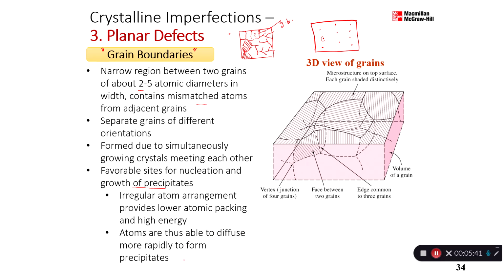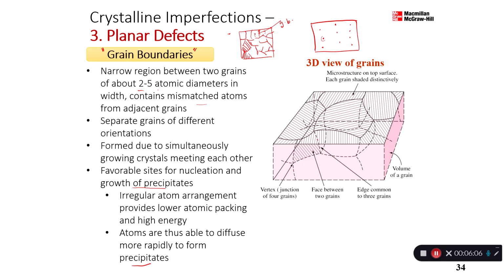precipitates. So the irregularity is affecting the arrangement. It's reducing the density, it's making the structure have less integrity. So the atoms there are quite free and they're able to diffuse and react and hence form precipitates.